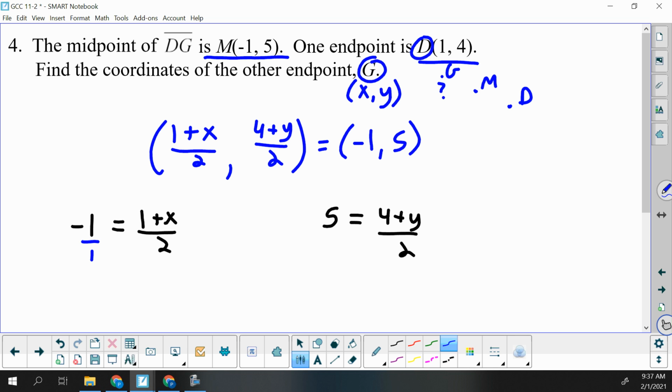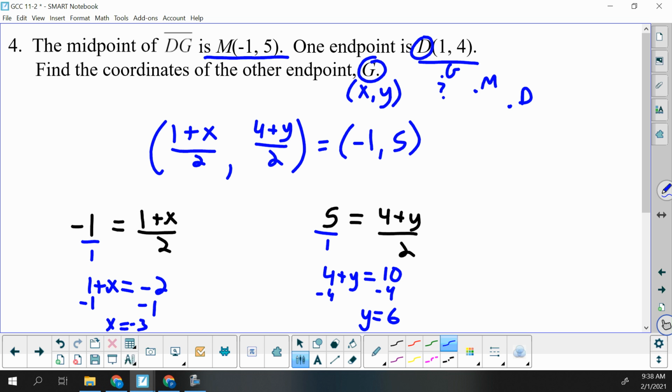Well, now we can just put these each over 1 and cross multiply. 1 times 1 plus x is 1 plus x. Negative 1 times 2 is negative 2. We can subtract the 1 over, and that'll give us x is negative 3. Over here, we'll cross multiply. 1 times 4 plus y is 4 plus y. 5 times 2 is 10. Subtract the 4 over, and we get y equals 6. So our point is just negative 3 comma 6, and that was the coordinates for G.